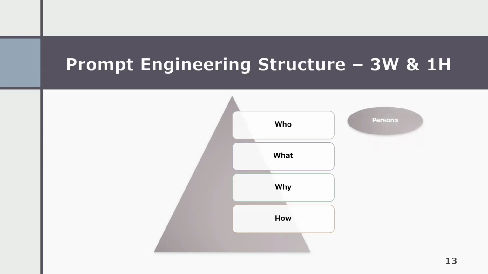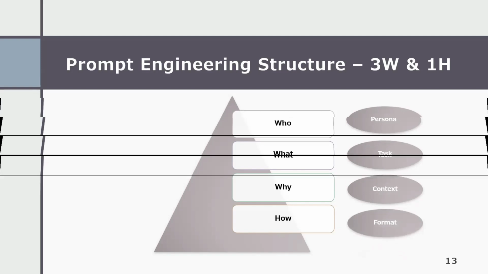So basically who is about persona, what is the task which you want the AI assistant to do, why is the context, like what's the background, why do you want it, and how is the format, right? So let's look at some of the examples of prompt engineering.